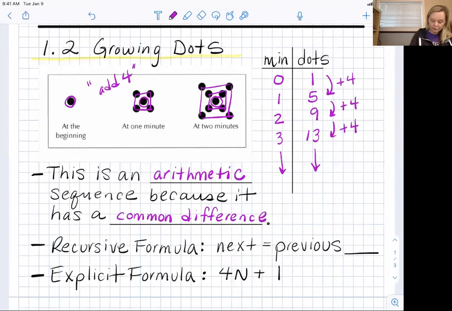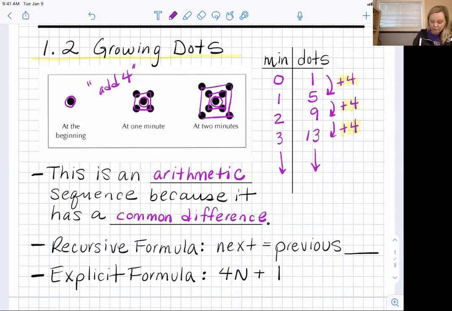Now, the common difference is what we see over here. It's the plus 4, plus 4, plus 4. It's the number that we're adding, or subtracting for that matter, but in this case adding. It's the number we're adding every time. And that's how we'll know it's an arithmetic sequence, because we have plus or minus the same number each time as we go down in the pattern, or as we go across in the visual.